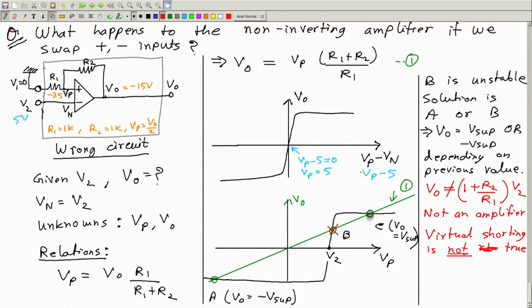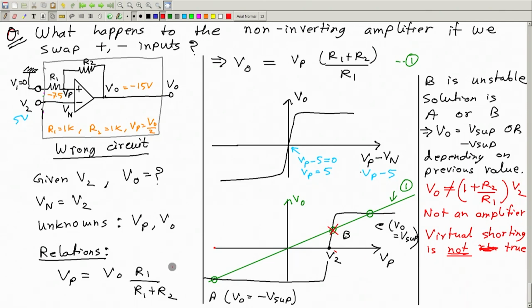If we are at C, then Vp will be this much positive, and Vn is equal to V2. So Vn is here, but Vp is here. They are not equal. Similarly, if I am at A, Vp will be at this point, and it will not be the same as V2 or Vn. So the virtual short is not going to work.